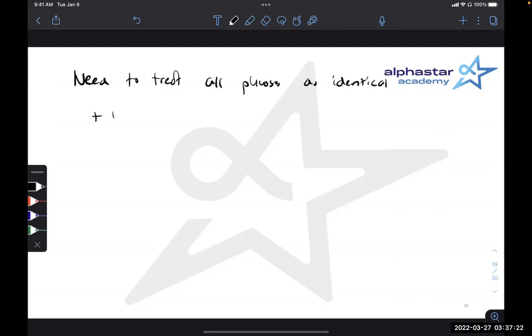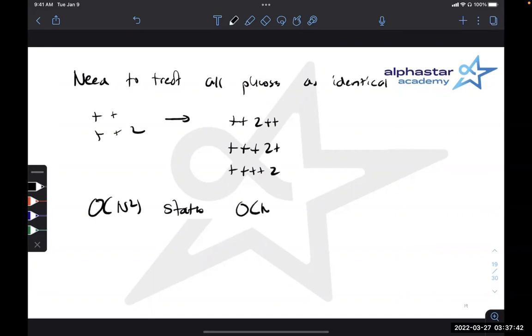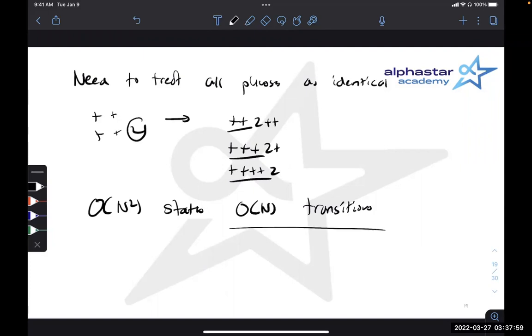So in that case, with the plus, plus, plus, plus 2, you can either get plus, plus 2, plus, plus, or plus, plus, plus 2, plus, or plus, plus, plus, plus 2. So maybe we want to do an O of n squared states, and we have an O of n transitions, where you force yourself to take the 2, but you pick how many of the pluses to take. So you loop over 2, 3, and 4, and you take that many. The thing is, this is too slow.